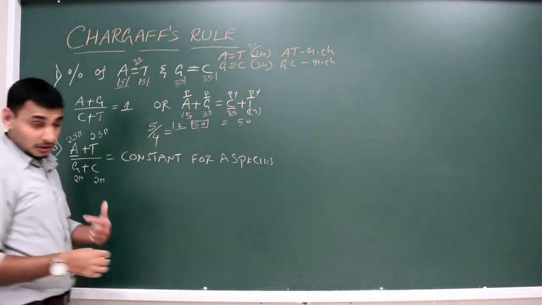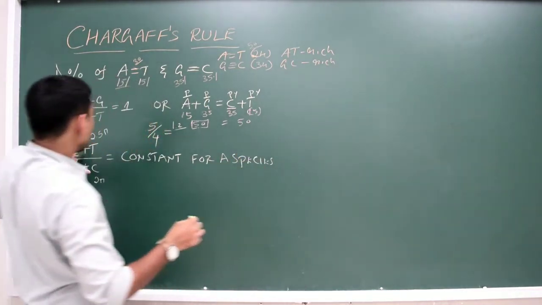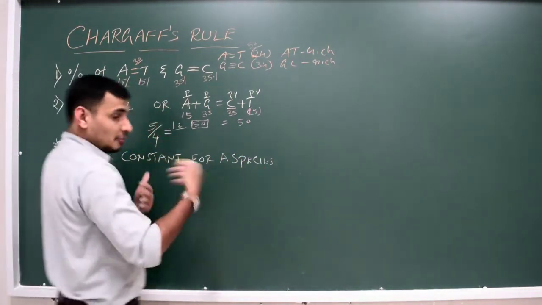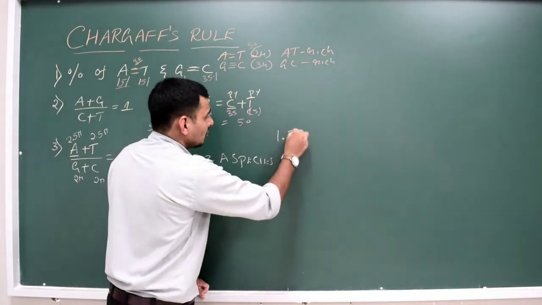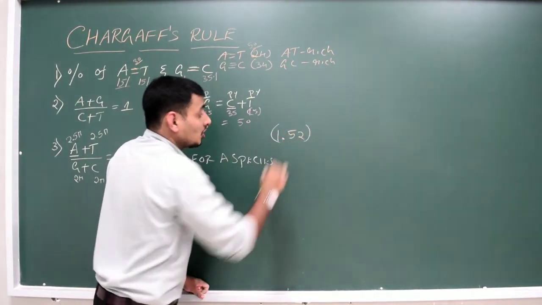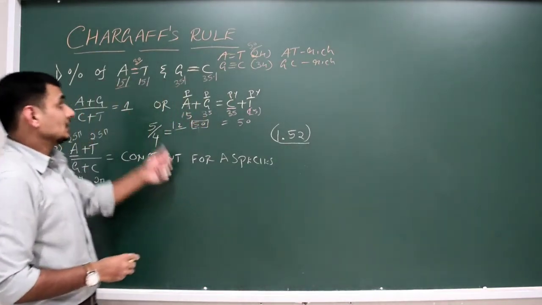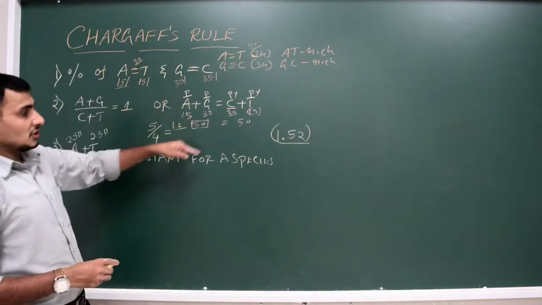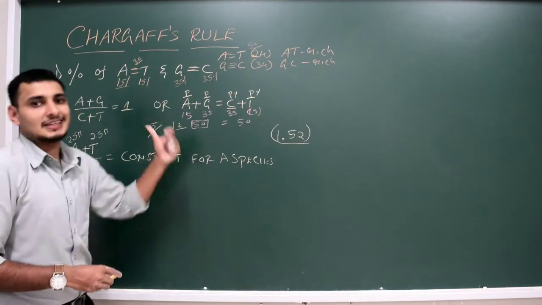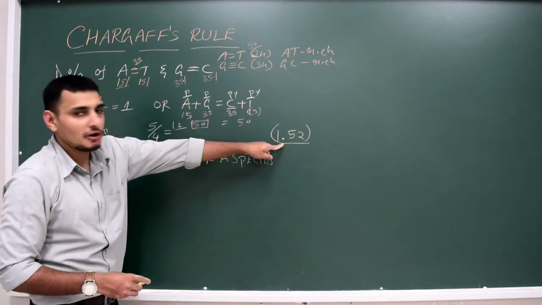But for a human, the value of the Chargaff constant for a species is 1.52. Remember, very important. You may get a question: what is the Chargaff rule constant for a particular species, that is human being? For human being it is 1.52.